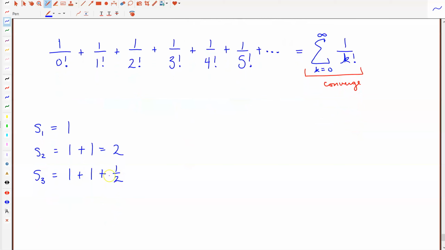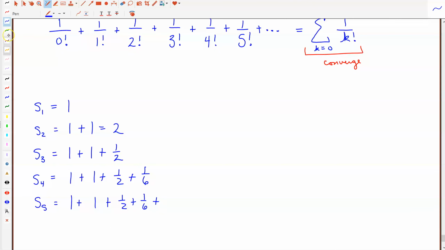Now at this point in time, I'm going to stop cleaning these up, and you'll see why in a moment. My fourth partial sum would be 1 plus 1 plus 1/2 plus, and then my fourth term would be 1 over 3 factorial. 3 factorial is 3 times 2 times 1, so that's going to be 1/6. My fifth partial sum, which is 1 plus 1 plus 1/2 plus 1/6 plus, see, my fifth term is going to be 1 over 4 factorial.